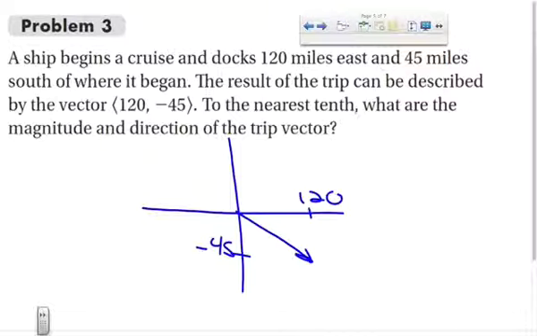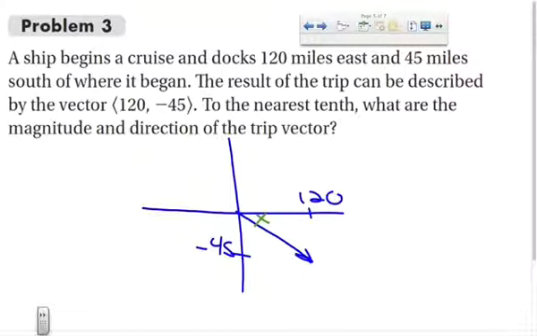Let's deal with it in the order that they mentioned it. He's going 120 miles east and then 45 miles south of where it began. Let's find that angle. By all means, I don't think there would be anything wrong with finding the other angle. Just realize you'd be describing the angle a little bit differently. Instead of south of east, if I found the other complement angle, I'd be looking at east of south.